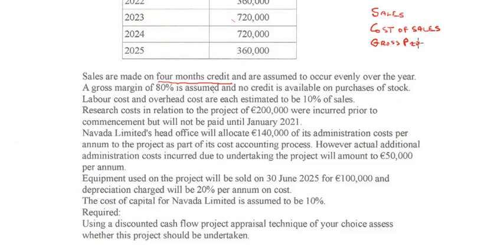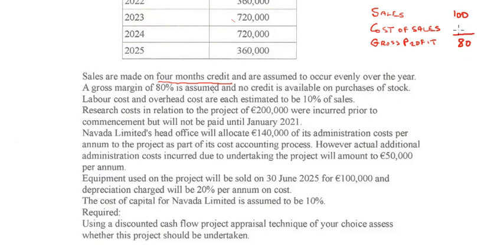Okay, so the gross profit. Let's just pick simple figures. Let's say the sales for the year are 100, okay? And if we're talking about a gross margin, we know the gross margin is the percentage of our sales that is gross profit. So we're told that the gross profit is 80%. So that means in this simple example, the gross profit will be 80.